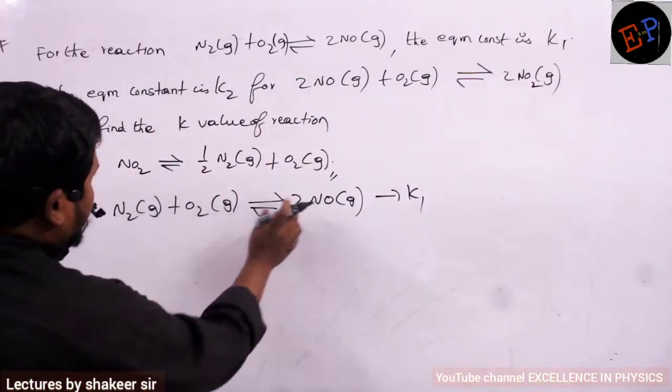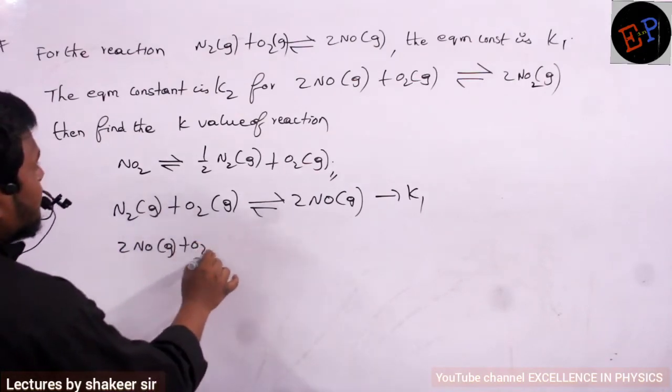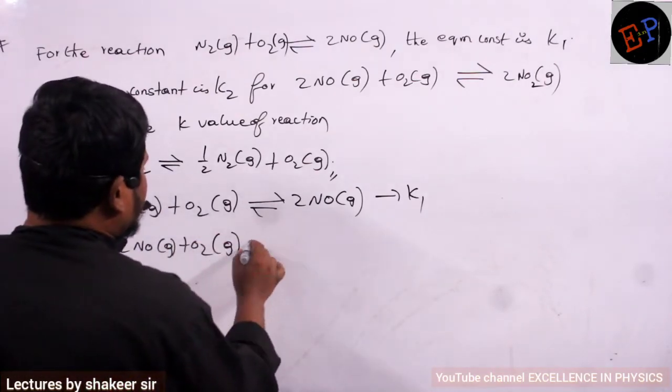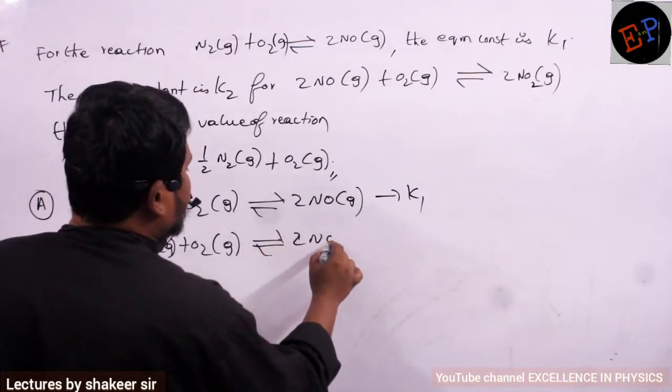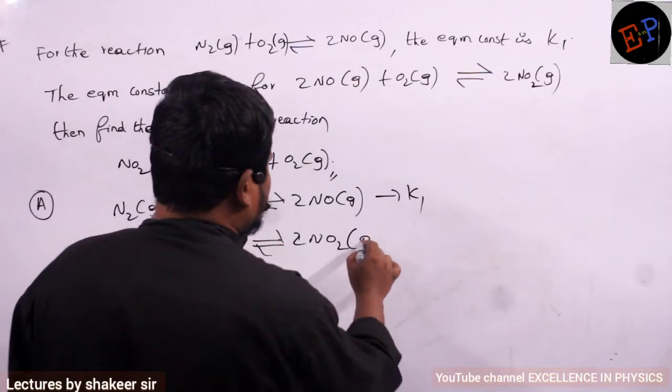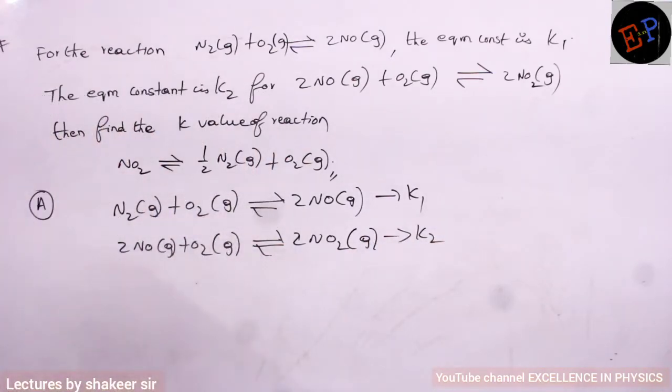Second one, 2NO again gets reacted with oxygen. What is the final product I got? It is 2NO2, nitrogen dioxide. And for this one the K value is K2. This is the given question.